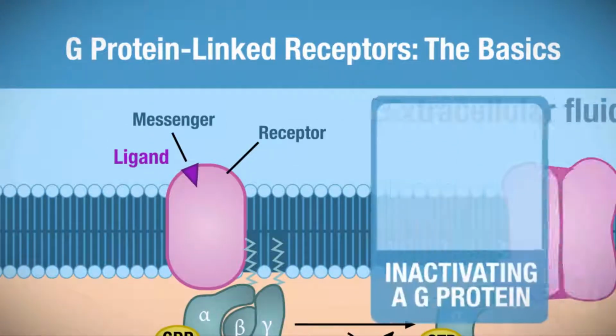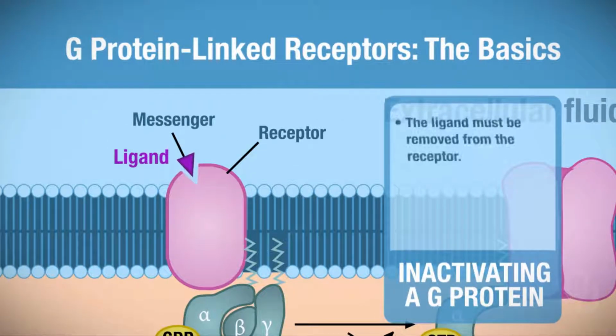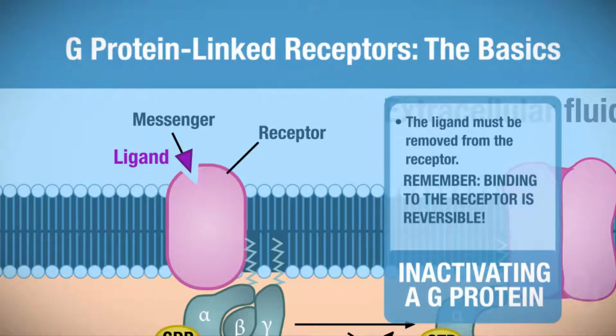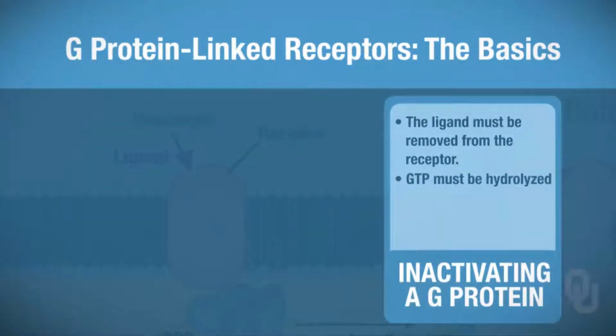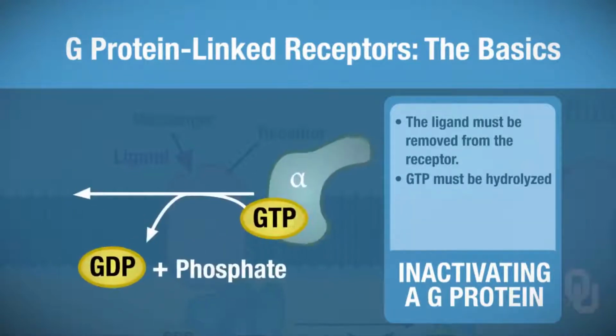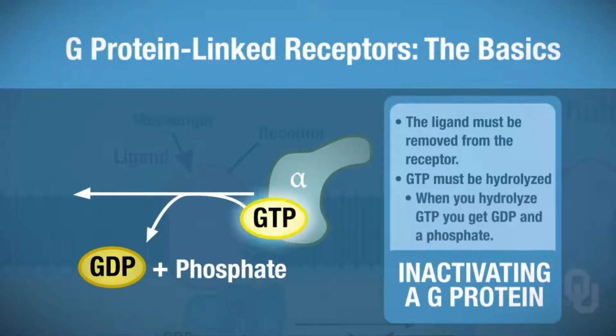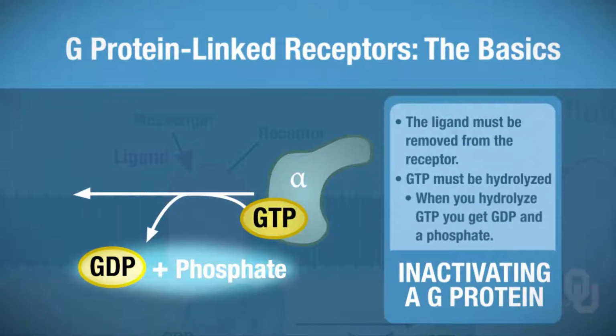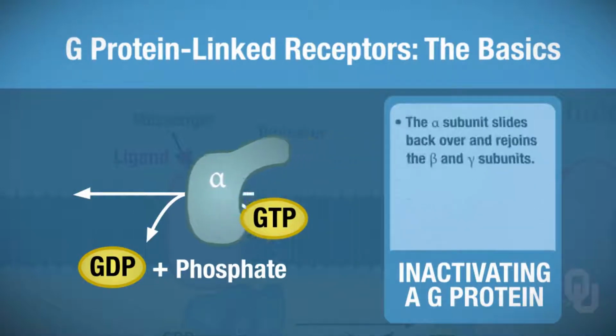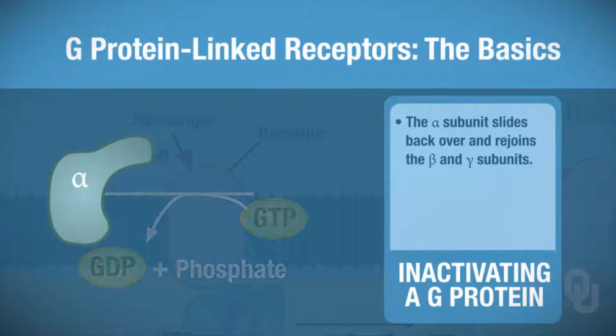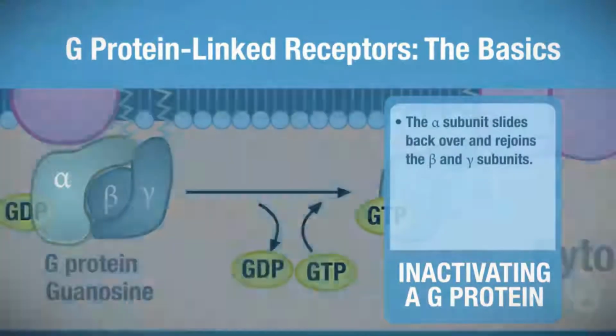To inactivate a G protein, the ligand must be removed, or it must fall off the receptor. Remember that binding to a receptor is reversible. The second thing that must happen is that GTP must be hydrolyzed. Remember when we hydrolyzed ATP, you got an ADP and a phosphate? The same is true here. When you hydrolyze GTP, you get a GDP plus a phosphate. When that happens, your alpha subunit slides back over and all three subunits are bound once again.